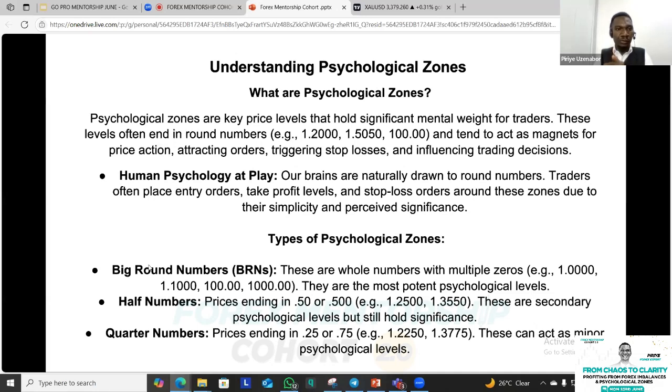Psychological levels, they are key zones. Everybody type in the comment section, key zones. They are key zones or whole numbers that a lot of business transactions happen around. And I'm going to teach you how to draw psychological levels, because the purpose of this lecture is to marry imbalance as well as psychological levels, and how you can use both of them.